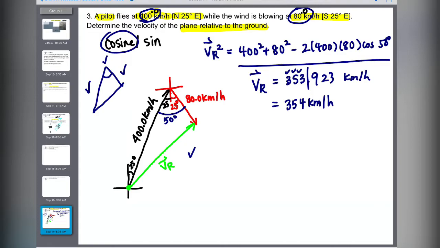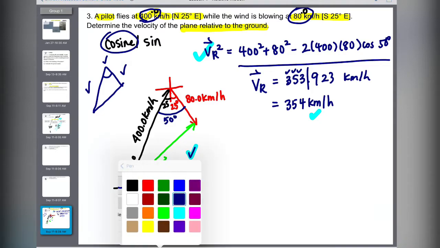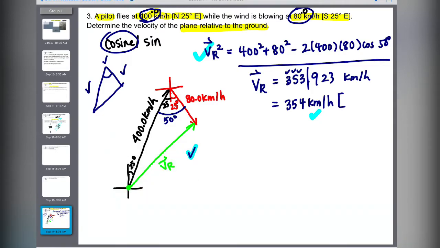You got a picture? That's 1 mark. Okay, and then you got 1 mark for showing me the work, 1 mark for getting the answer. But don't forget, this is a vector question. So that means you still need to figure out your directions. So that means you need to find the angle using the sine law.